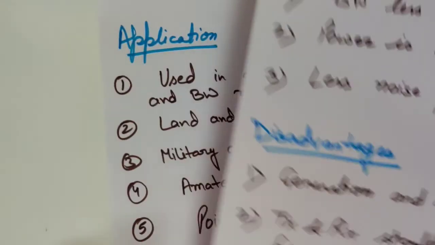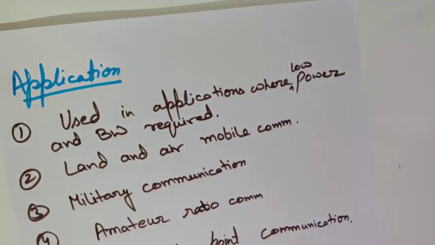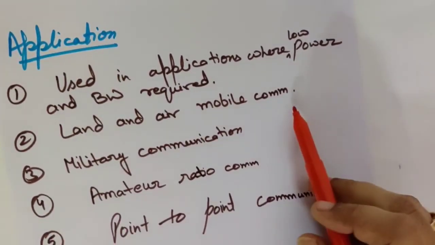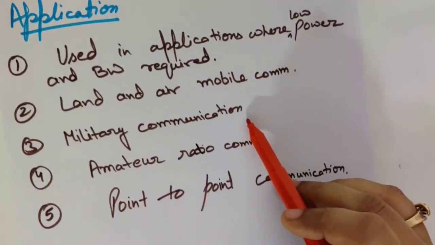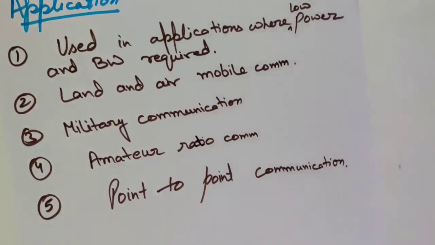Now we are coming towards the applications of SSB-SC. As we know, SSB-SC requires low power and less bandwidth. So it is used in applications where we require low power or less bandwidth. It is used for land and mobile communication, for military communication, for point-to-point communication, and for amateur radio communication, or you can say ham radio.